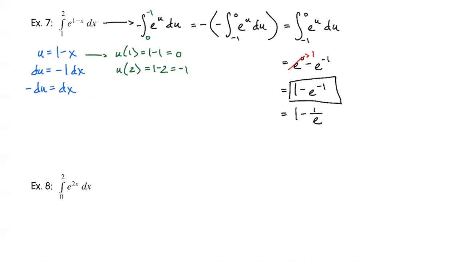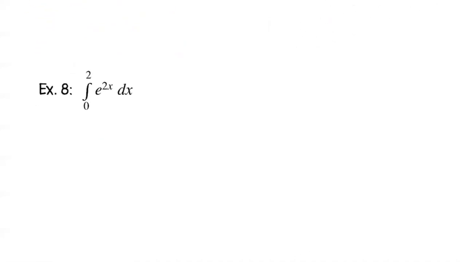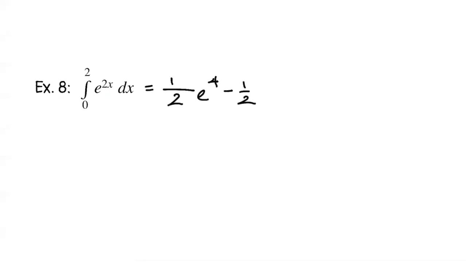All right. I'm going to leave example 8 as one that you can come back to if you want to practice some U-sub. I will tell you what the answer is. And so part of this will be, can you match this particular answer? So 1 over 2 e to the 4th minus 1/2 is the answer you're going to look for in example 8. Okay.